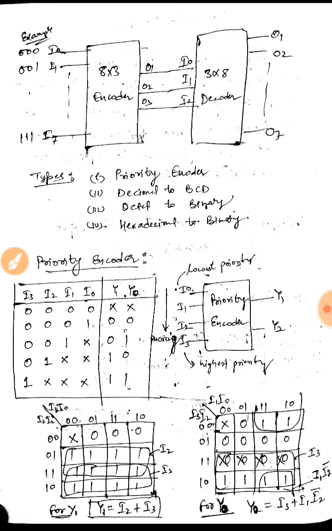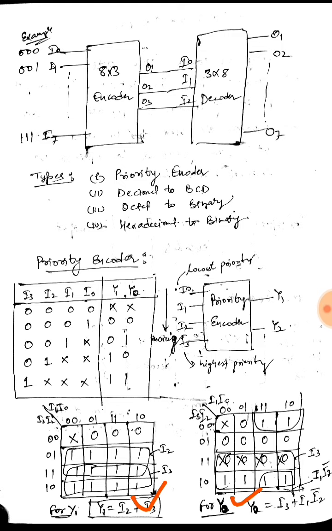Okay, so for the quad it will be I1 I2 bar, and for the octet it is I3, so y naught is I3 plus I1 into I2 bar. So these are my two logical functions y0 and y1, which I can implement easily using gates, because y1 can be implemented using an OR gate, and y0 can be implemented using one OR gate and one AND gate. So you can easily implement that.